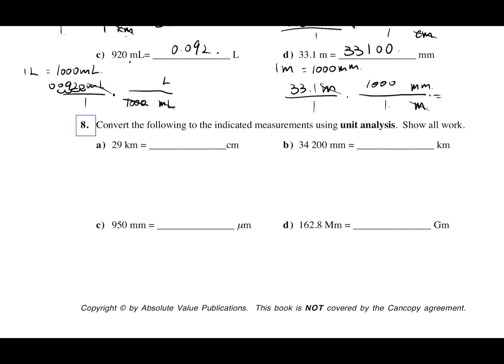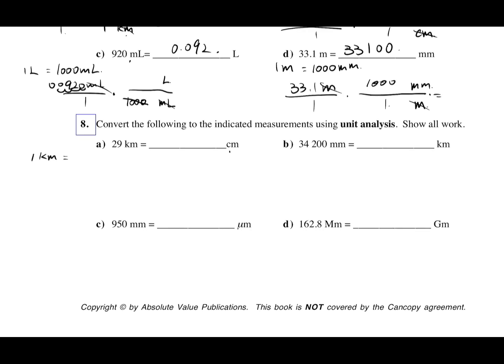Number 8 is 1 kilometer equals to, and for this one we can have two ways. You can write 1 kilometer equals 1,000 meters and 1 meter equals 100 centimeters. Or, if you know it from the number line, you can just write 1 kilometer equals to 1 directly. Both are okay. So for the first way, let's write.